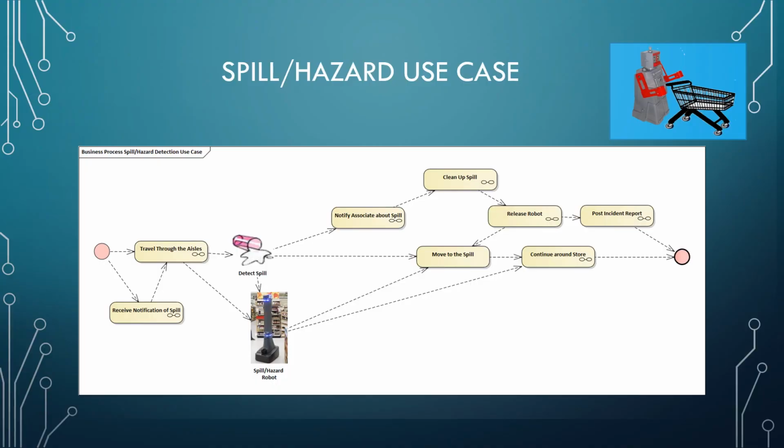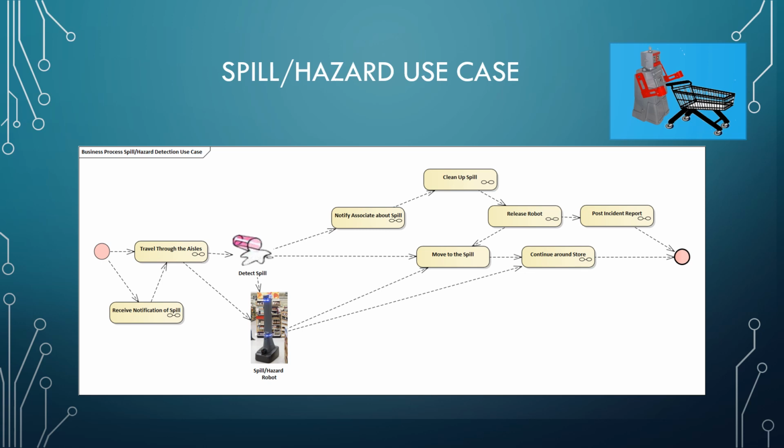So our spill and hazard use case process model shows basically you receive a notification of a spill, or you're traveling through the aisles and you detect the spill, in which case Marty is the robot that you interact with. And if you detect the spill, you either notify an associate about it, or you move the robot to the spill to start doing the cleanup.